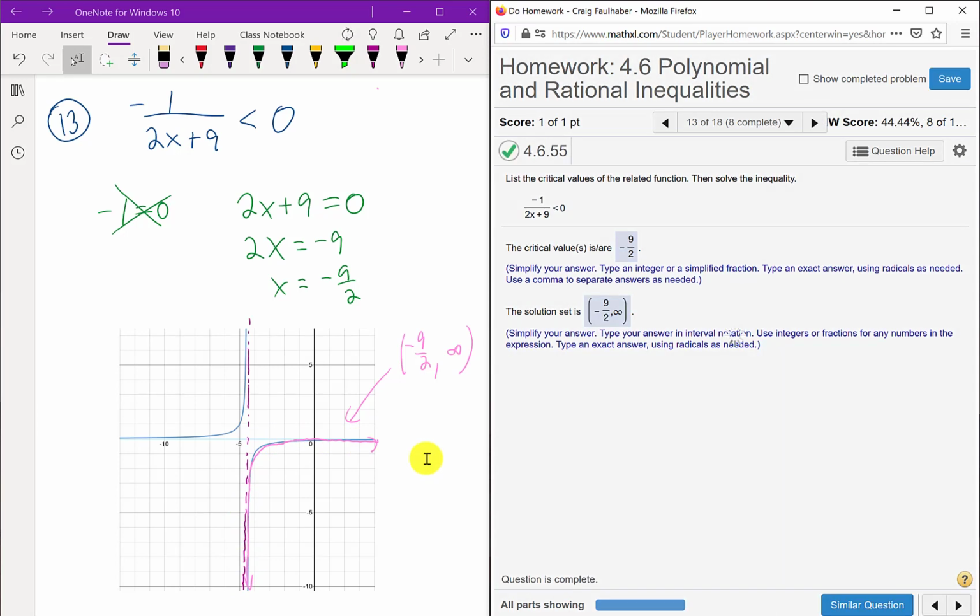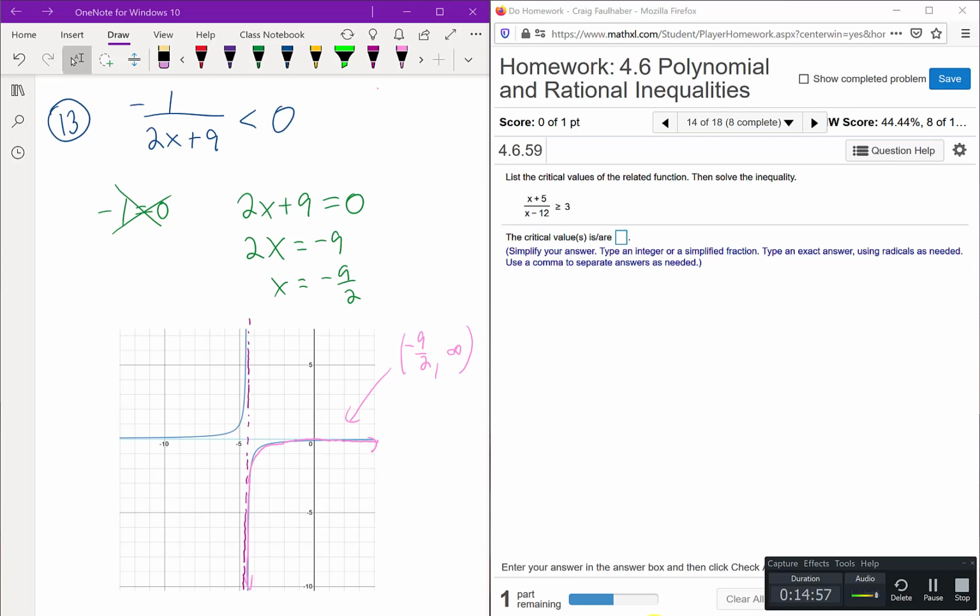And that is going to do it for that problem. We have a few tough problems to do at the end of this section, so I'm going to create a new video for those. I'll see you in the next one.